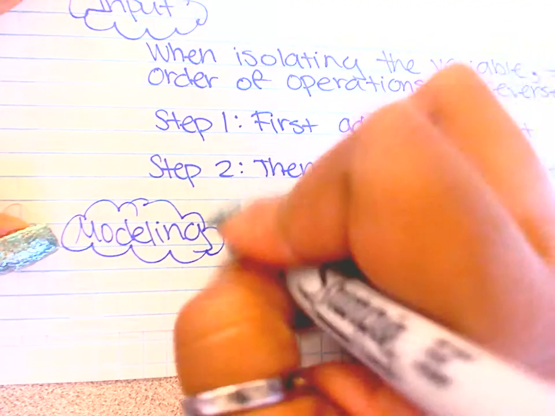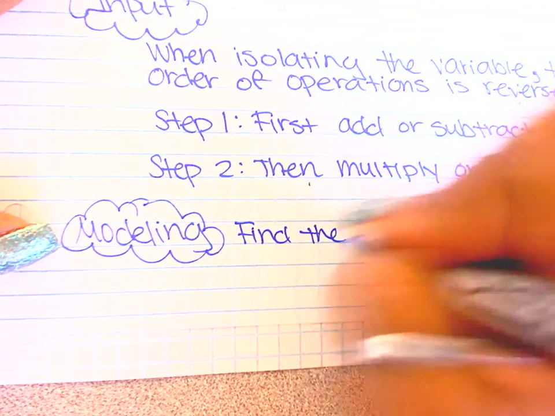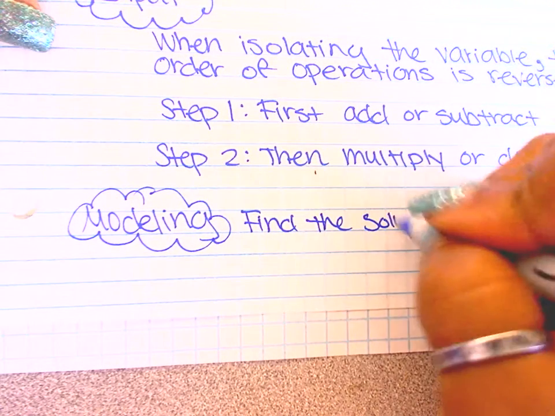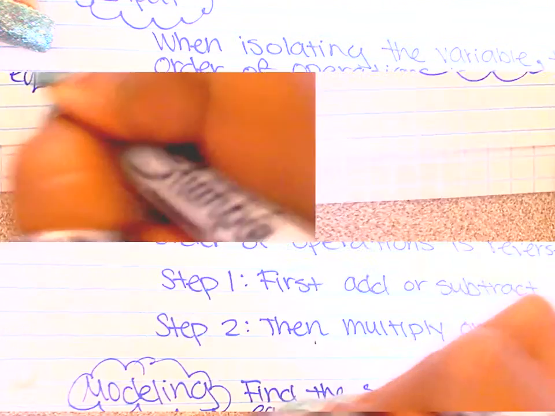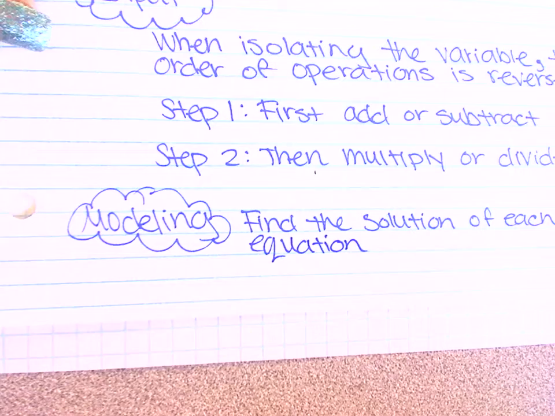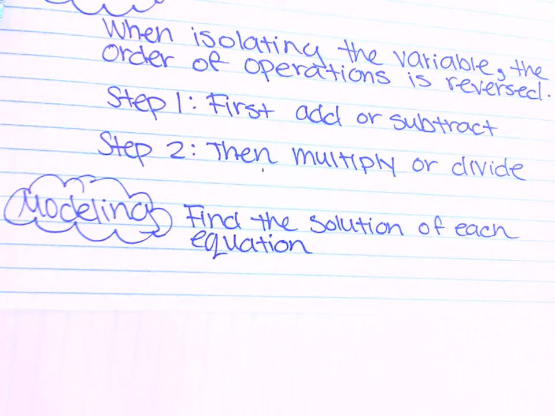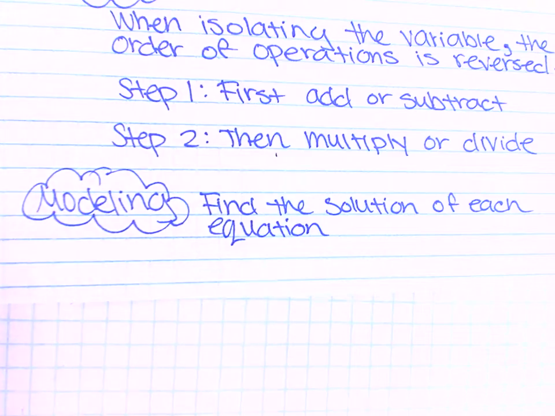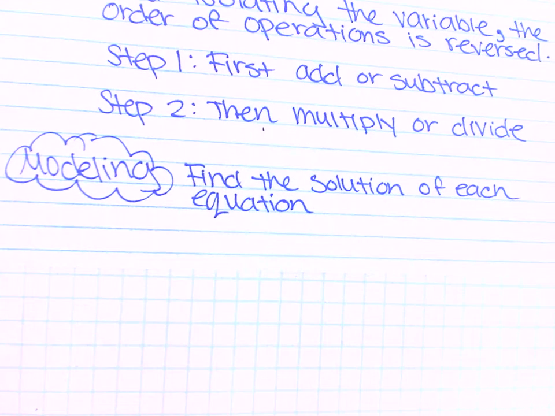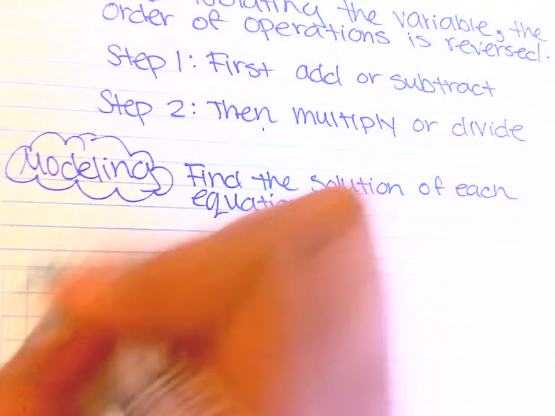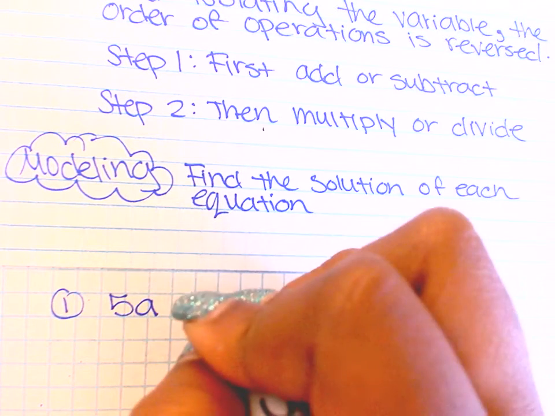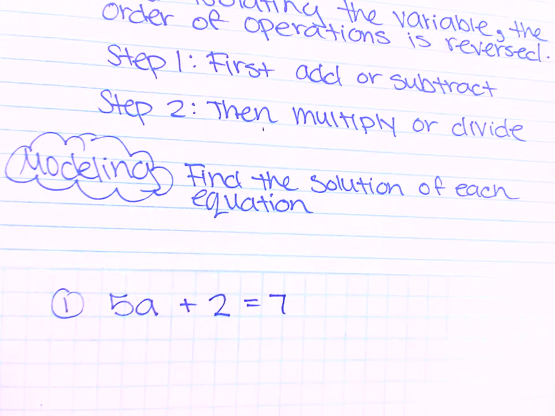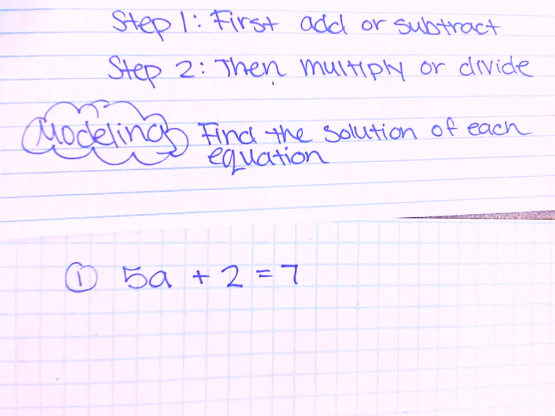So your directions will say, find the solution of each equation. Okay? Number 1. 5a plus 2 equals 7.